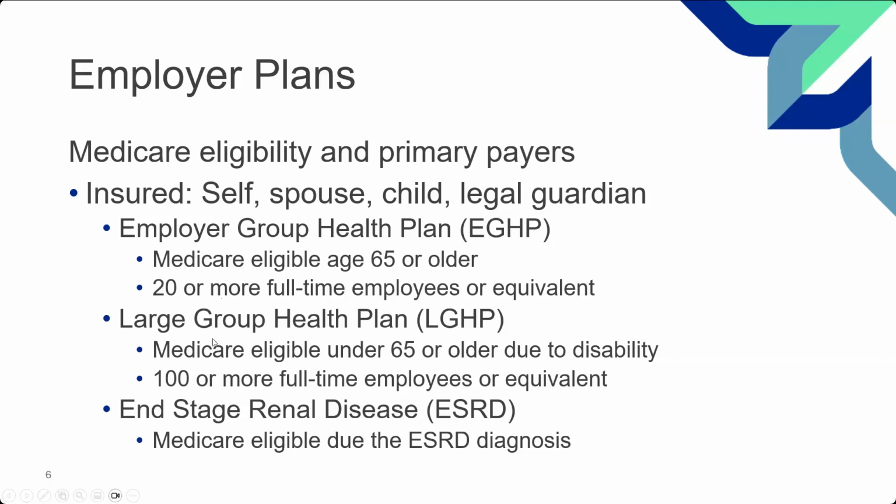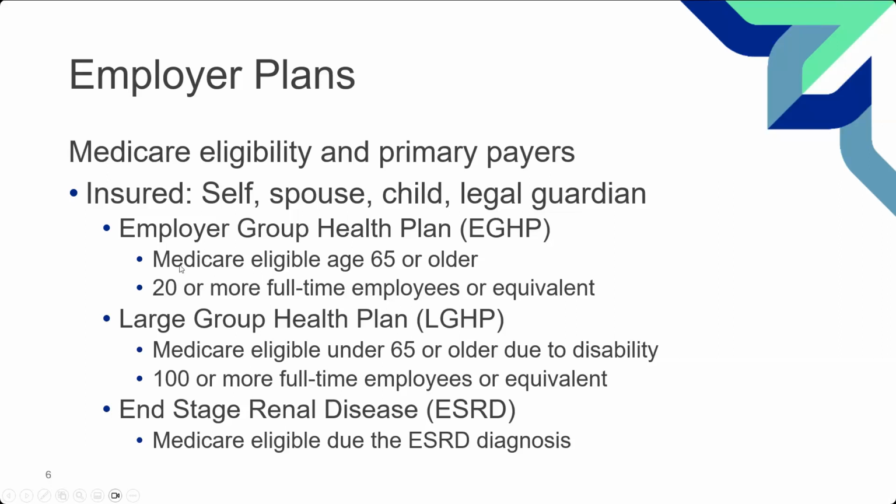The difference in this type of plan is that there's 100 or more full-time employees or equivalent. So the regular employer group health plan, age 65 and older for Medicare eligibility, was 20, while the large group health plan under 65 is 100 or more. I will tell you that these types of plans do not consider the patient's condition, the patient's diagnosis. They're eligible primary always.